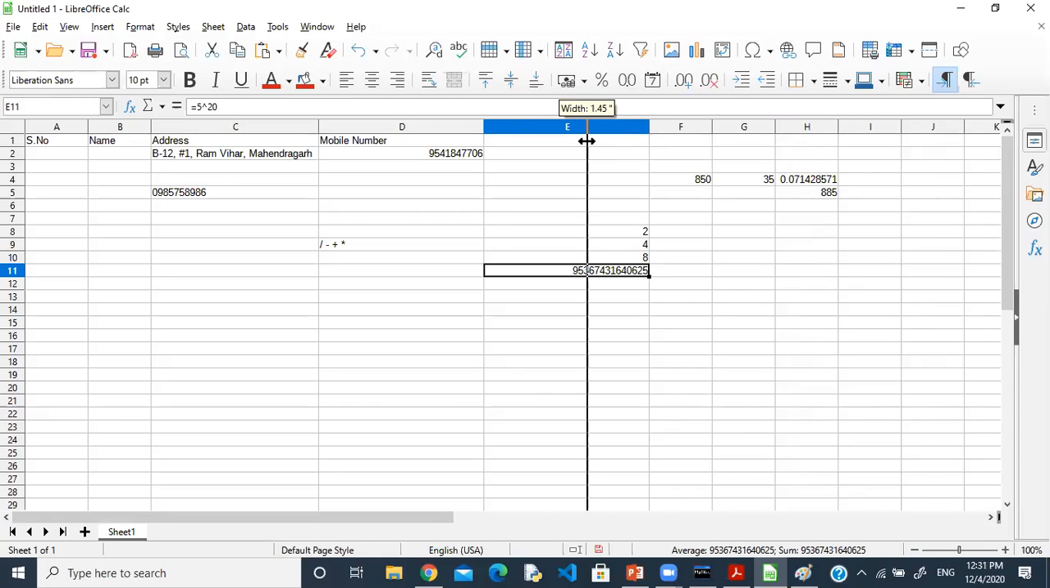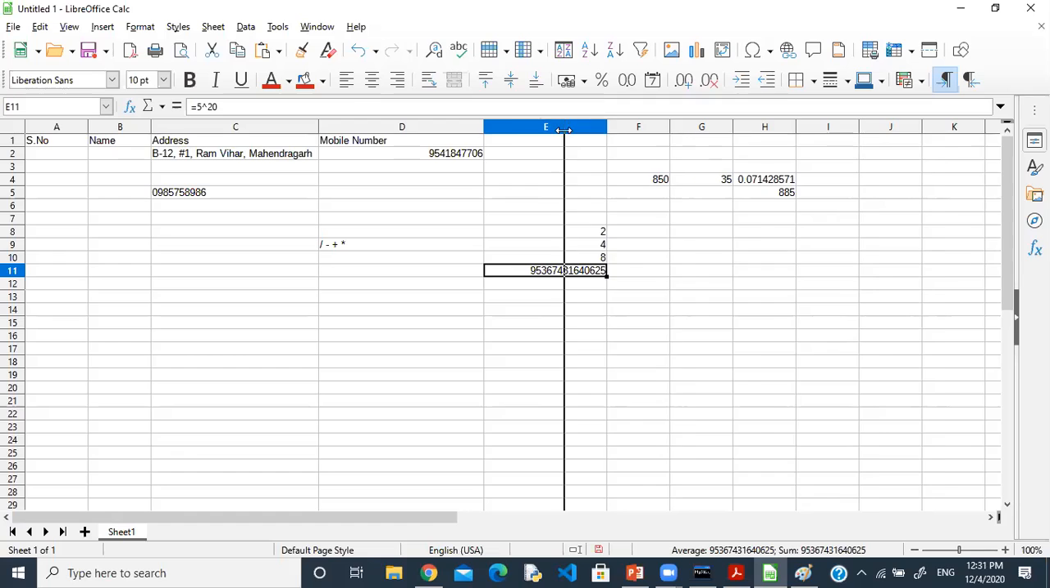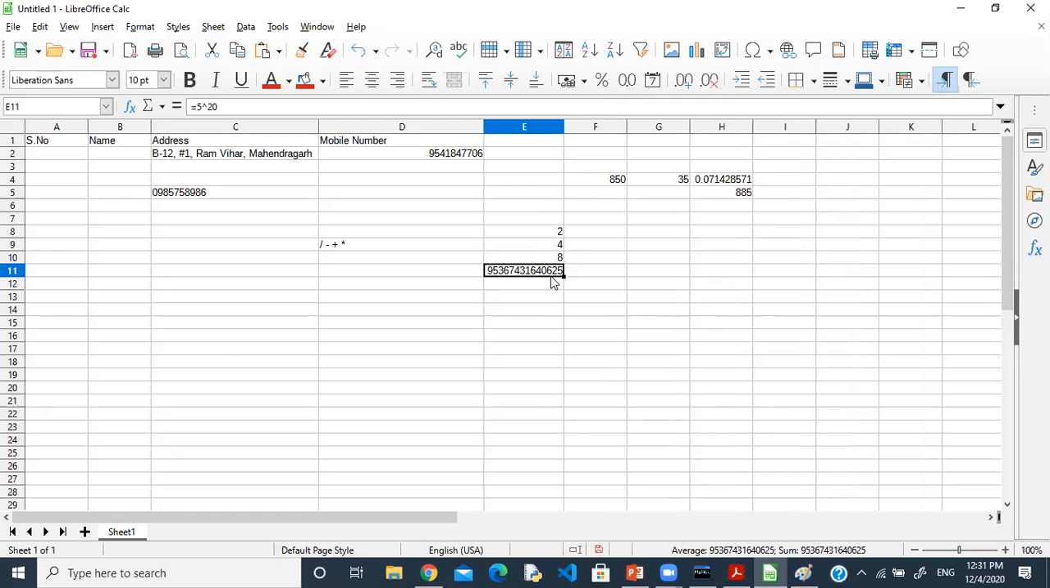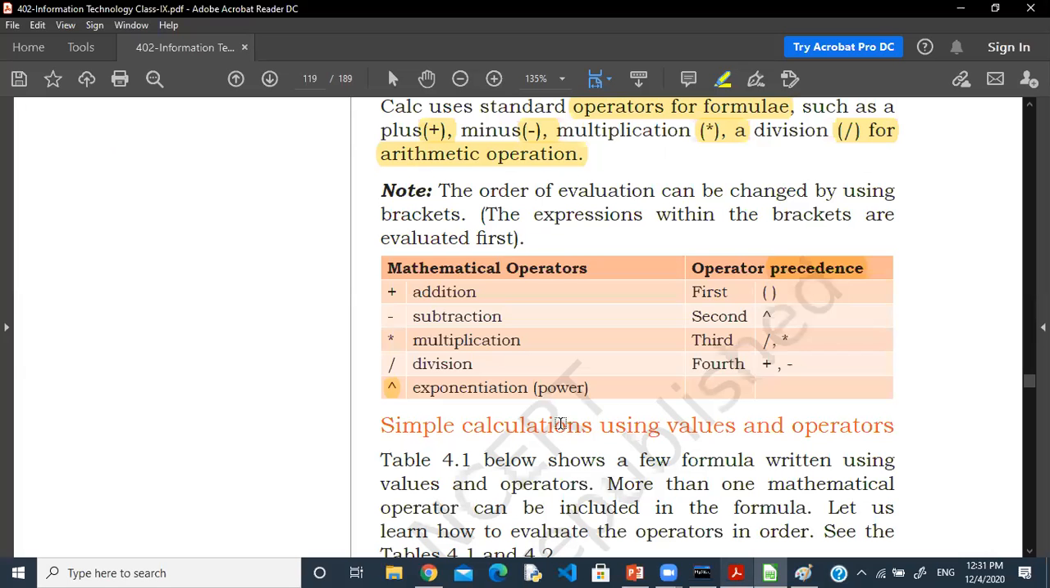Look at this. Because the cell width is adjusted to this much only, that big number doesn't fit in this cell, so it shows the output in scientific notation. But if you want to show the result in a normal format, you just increase the width of the column, and you will get the output in a proper number format. Getting my point? Okay.